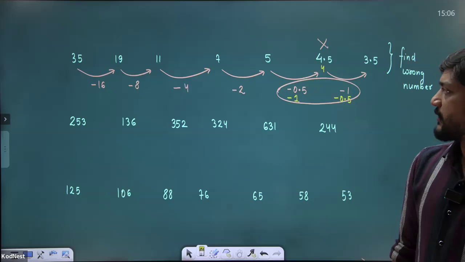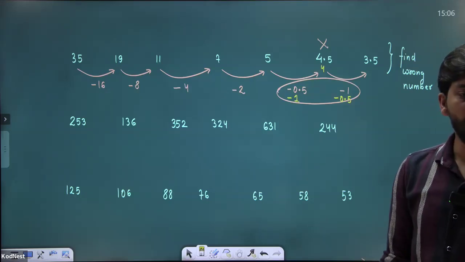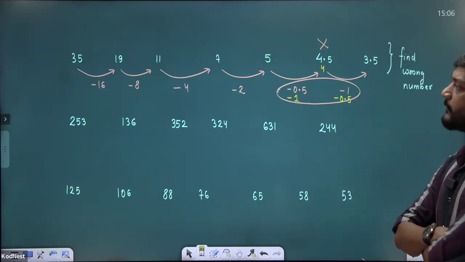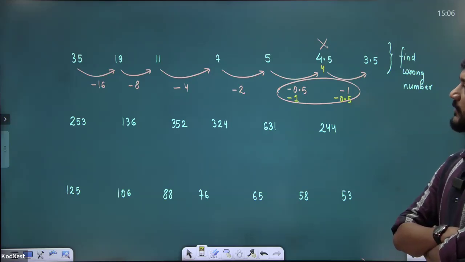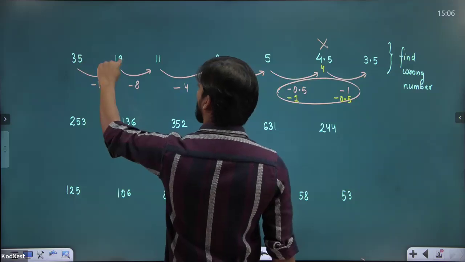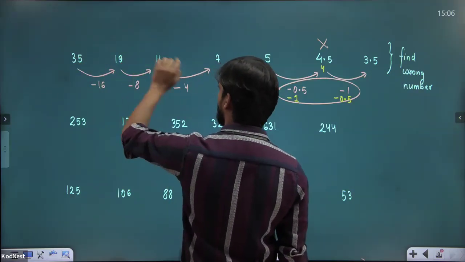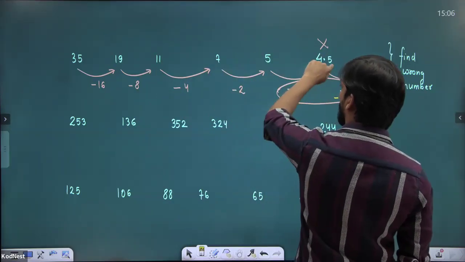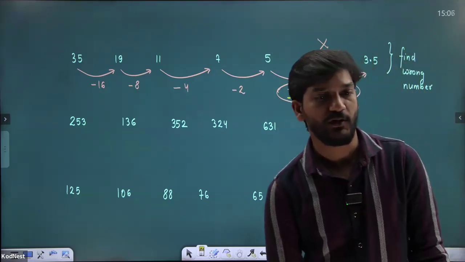19 into 2 plus 3. Next, what will you observe then, Saqib Khan? 7 to 14 minus 3. Okay, you're saying, sir, 19 into 2, 38 minus 3. 11 into 2, 22 minus 3. 7 to 14 minus 3. 5 to 10 minus 3. 4.5 into 3 minus 3. It is not working out. So that also is okay.